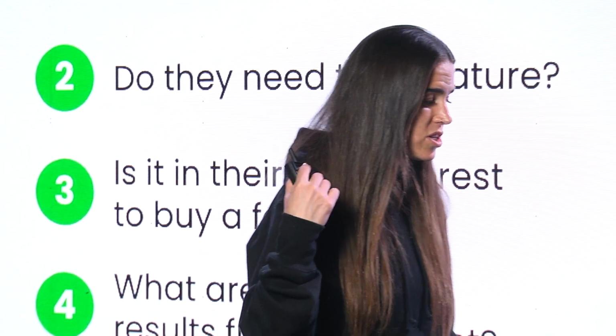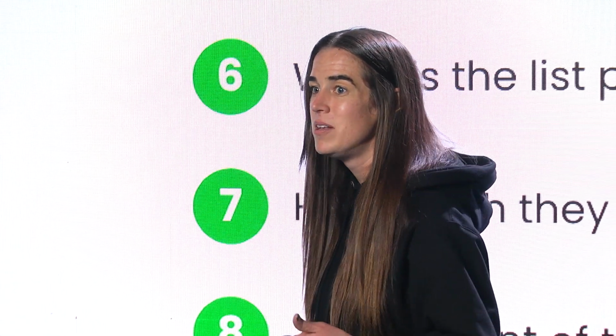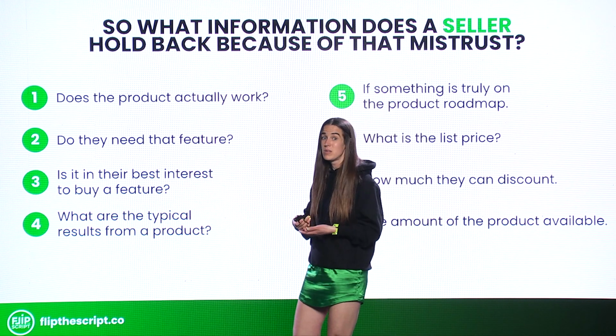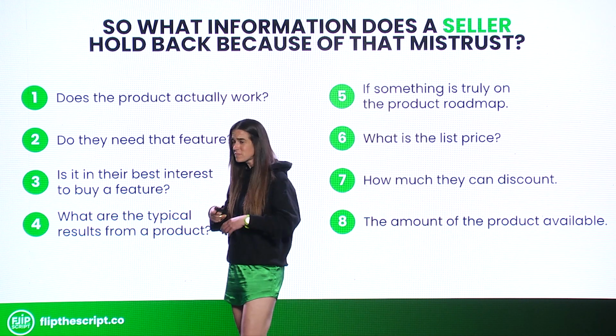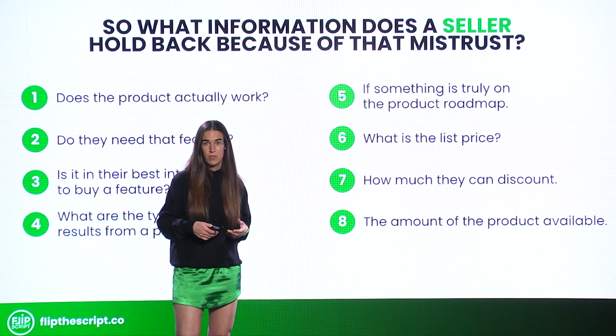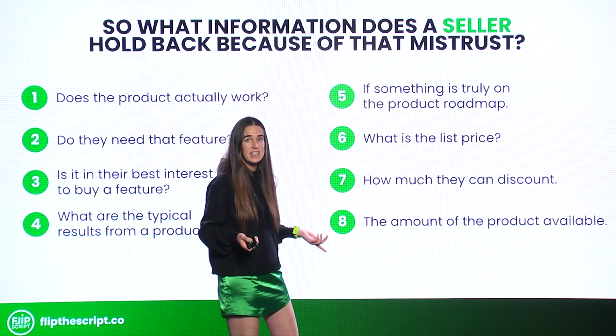The information a seller is going to withhold is: does the product actually work? Does that prospect need that feature? Is it in their best interest to buy? What are the typical results from a product? If they have a feature that they stated, is it truly on the roadmap? What's the list price? How much can they discount?